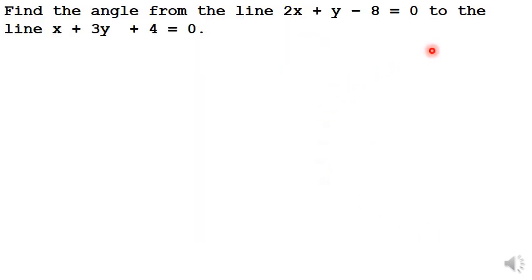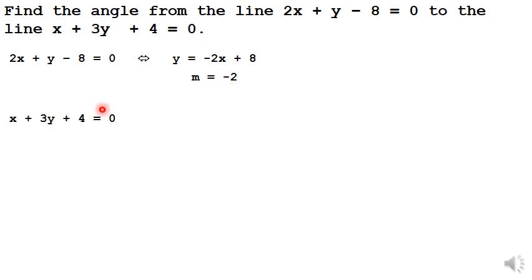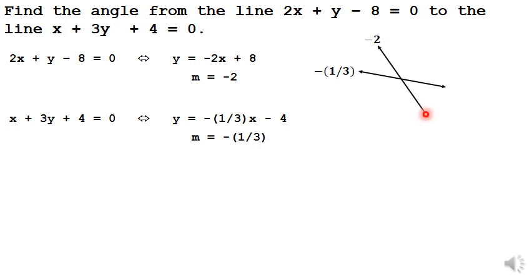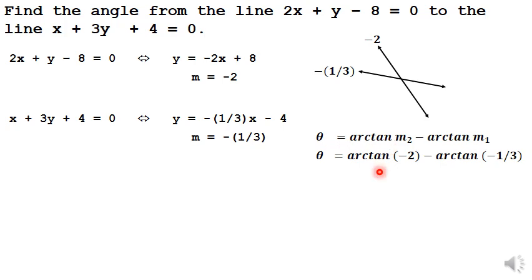Find the angle from the line 2x plus y minus 8 equal to 0 to the line x plus 3y plus 4 equals 0. Okay, first determine the slope of this line. We rewrite this equation in the slope-intercept form, in such a way we can determine easily the slope of that line. The slope of this line is negative 2. Now, we write also this equation in the slope-intercept form, and we found that the slope of this line is negative third. Now we can determine that this line has a slope of negative 2, and the other line has a slope of negative third. So we can determine that the angle between them is the difference in their arctan. So we have the angle to be equal to 45 degrees.